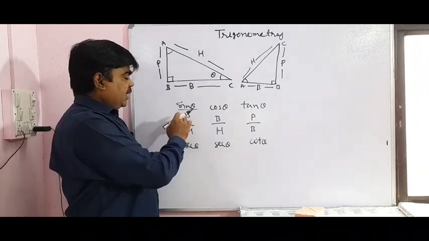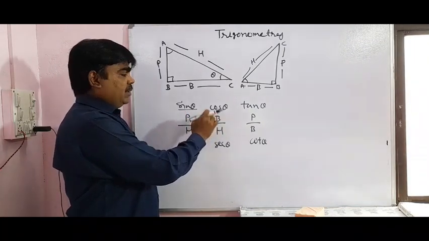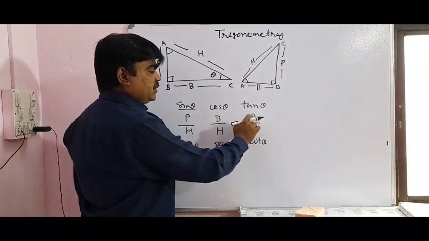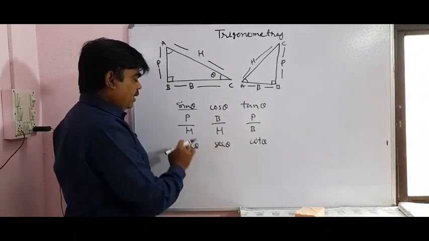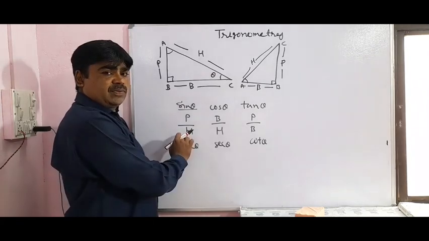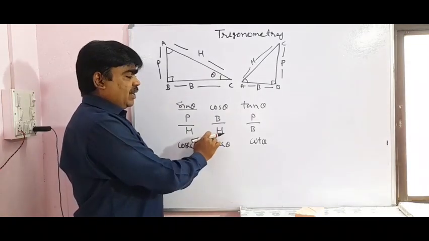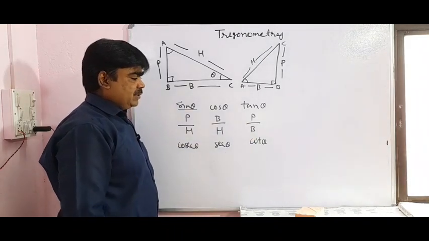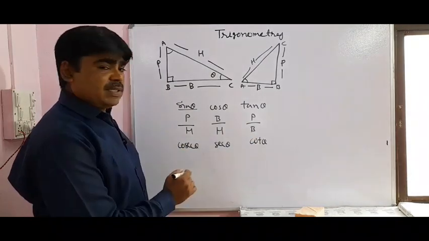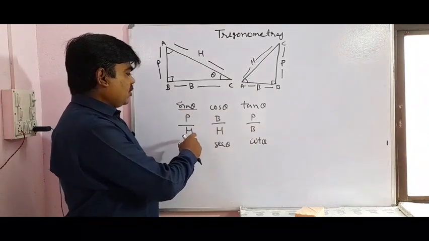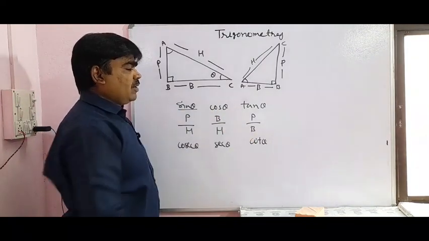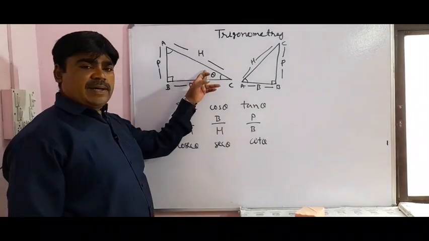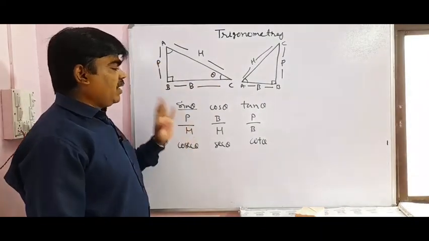P for Pandit, that is perpendicular, B for Badri, base, and Prasad is P, that is perpendicular. Hari Hari Bol: Hari means H for hypotenuse, there again H for hypotenuse, and Bol, B for base. So this is our concept for sin, cosec, cos, sec and tan, cot. Using these terms, if we are given any angle and one side, we can find the other side.